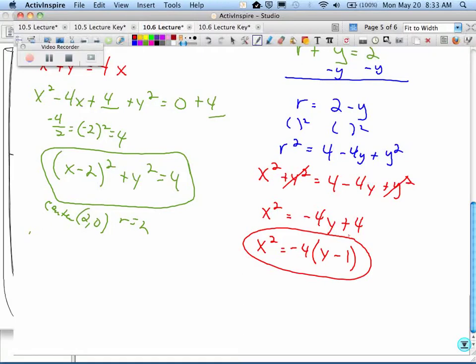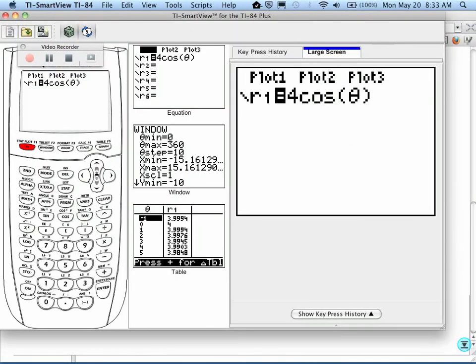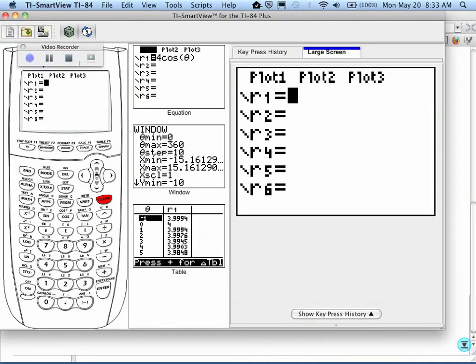So let's double check the original equation. 2 over 1 plus sine of theta. I have to close my theta parenthesis and then close the denominator. And there's a parabola shifted up 1, opening down.